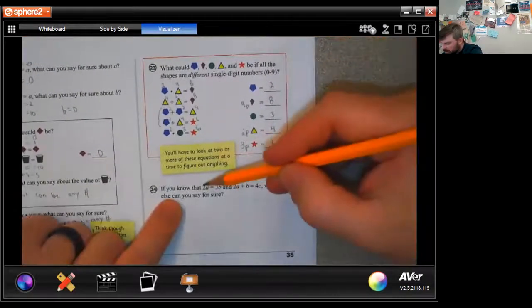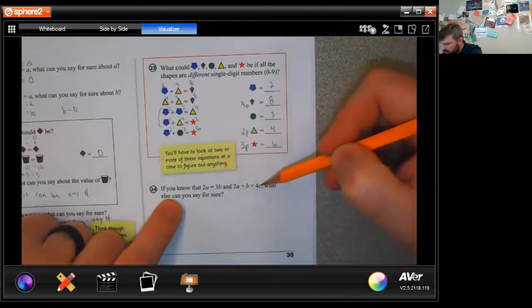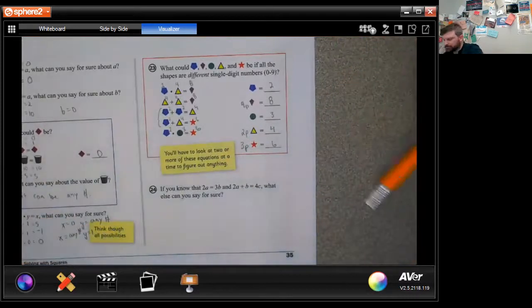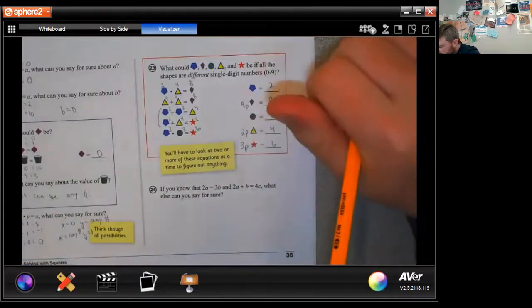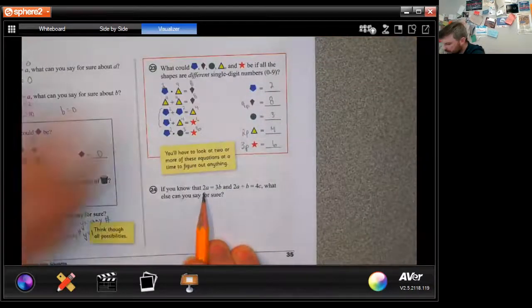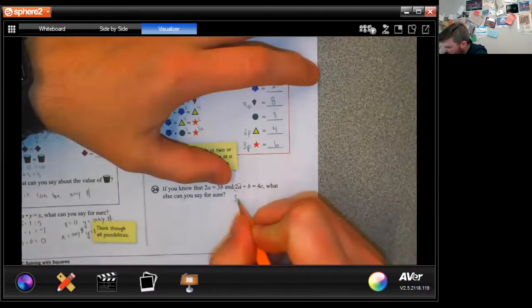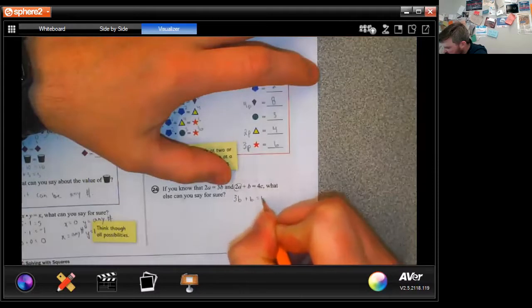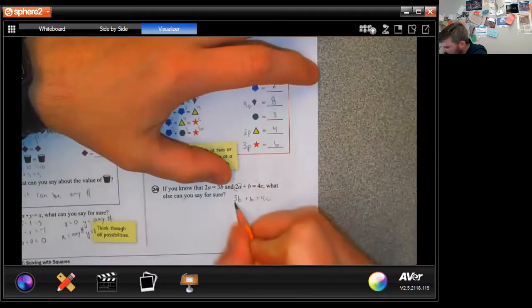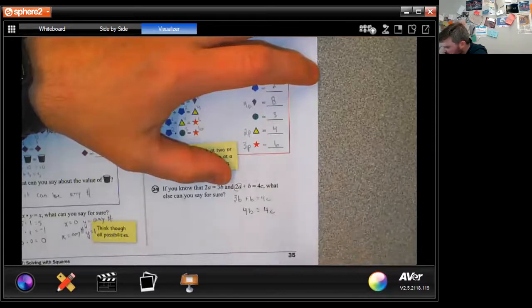If you know that 2a equals 3b and 2a plus b equals 4c, what else can you say for sure? Okay, well, I know that 2a is 3b's. Here's a 2a. So instead of writing 2a, I'm going to write 3b plus b equals 4c. So this is 4b equals 4c. There's a 4 on both sides. I can divide by 4. And I know that b has to equal c.